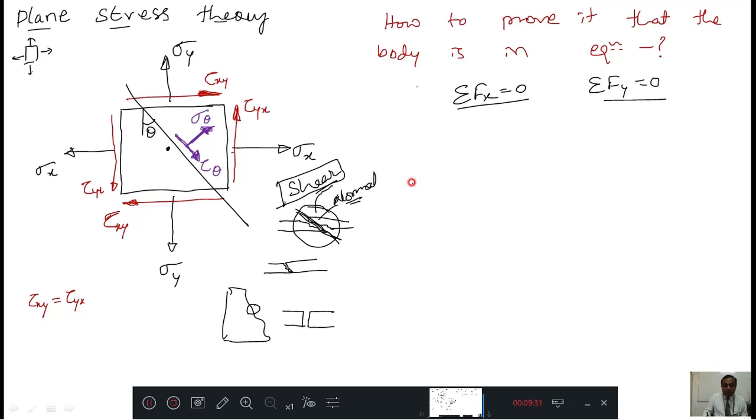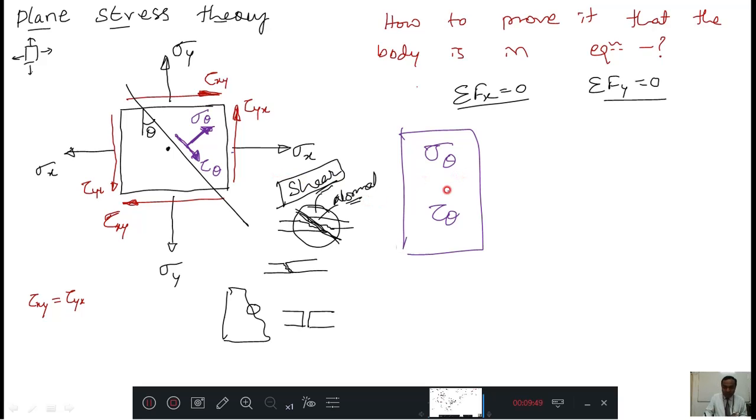Now I want the expression for sigma theta and tau theta. This is what the derivation is. Sigma theta and tau theta I need to get. Any doubts? No doubts. Thank you.